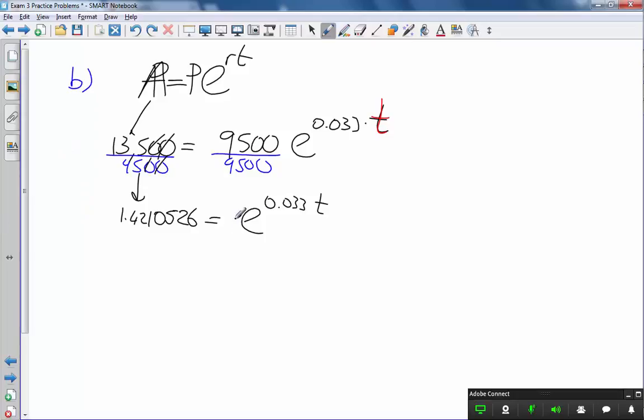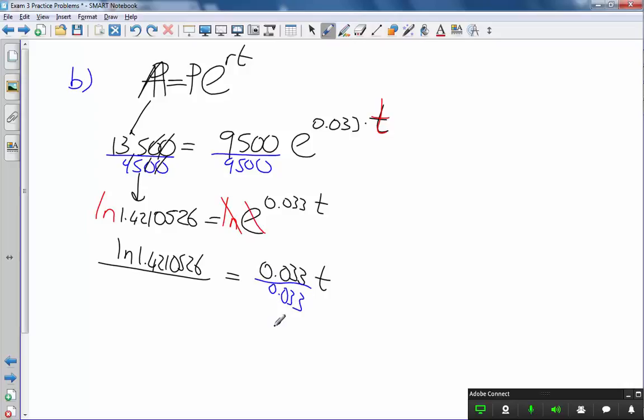And then how do you demolish this tower? How do you take care of that base e? ln will do it, natural log will do it, right? So we take ln of both sides, cancel away these things. I'm not going to compute this because another rounding up is going to happen and it's dangerous. I will wait. Now these two cancel and the exponent is down. Now we need to take care of this by dividing it. Now divide both sides by this and t will show up.